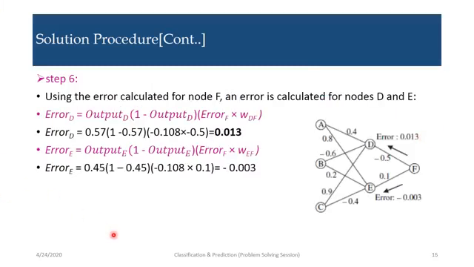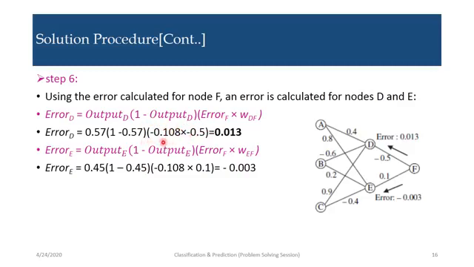Next, step 6. Using this error we have to calculate the error for node F, and the error should also be calculated for D and E. Error D can be calculated by output D times 1 minus output D times error F times WDF. Here output D is 0.57, computed in the earlier slide, times 1 minus 0.57, times error of F.